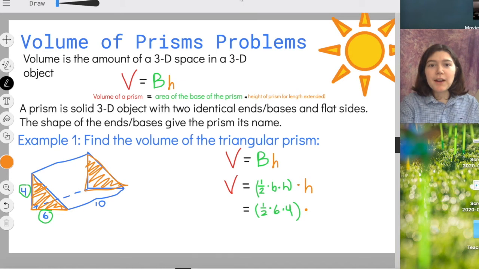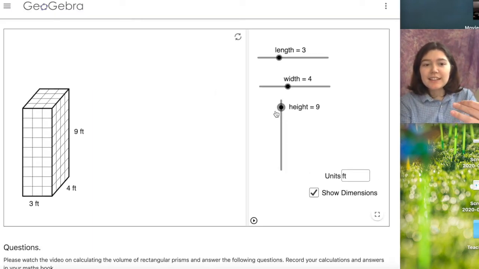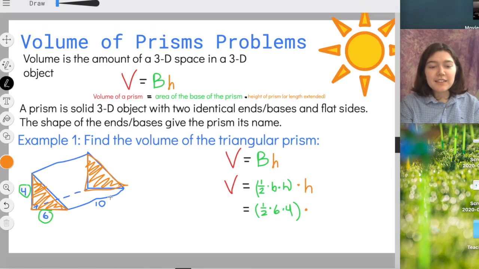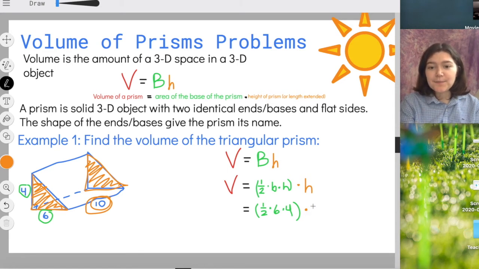So if I think back to this, the height of my prism, when I'm extending that upwards, that length is going to be this 10 right here, right? It's extended a length of 10 units. So I'm going to then multiply by 10.